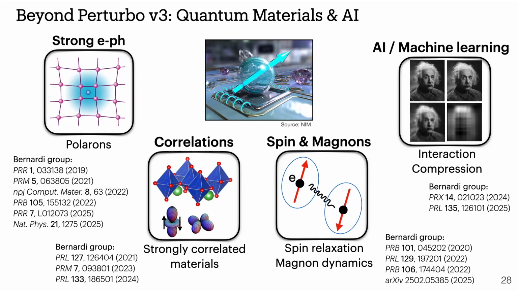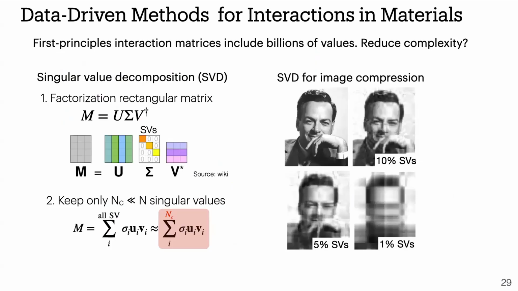We can model spin dynamics in various ways, as well as magnon dynamics, so spin waves. And then finally, we're particularly excited by how tools that have been developed in the context of machine learning can be used to accelerate calculations of electronic as well as other interactions. So I will show just a single slide on this point.